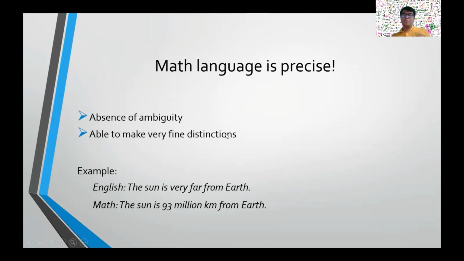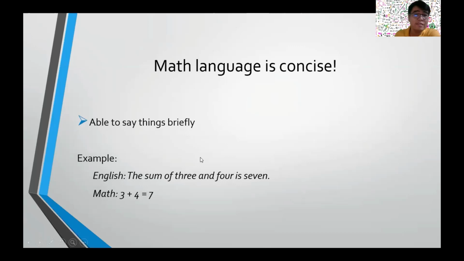Math language is precise. It has the absence of ambiguity, able to make very fine distinction. For example, in the English language, we could say the sun is very far from the earth. But mathematically speaking, we could say that the sun is 93 million kilometers from the earth. It is precise.